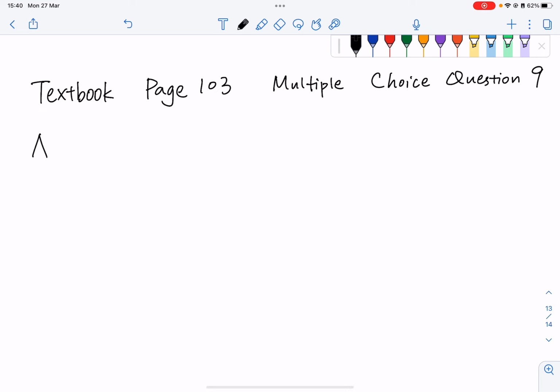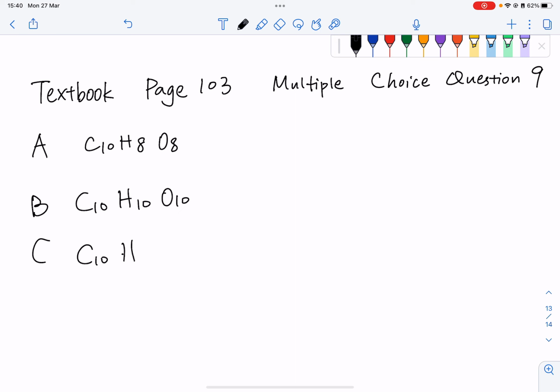So for A, it will be C10H8O8. B will be C10H10O10. C would be C10H16O, and D will be C10H12O2, right? So it says the percentage by mass of hydrogen and oxygen are the same.